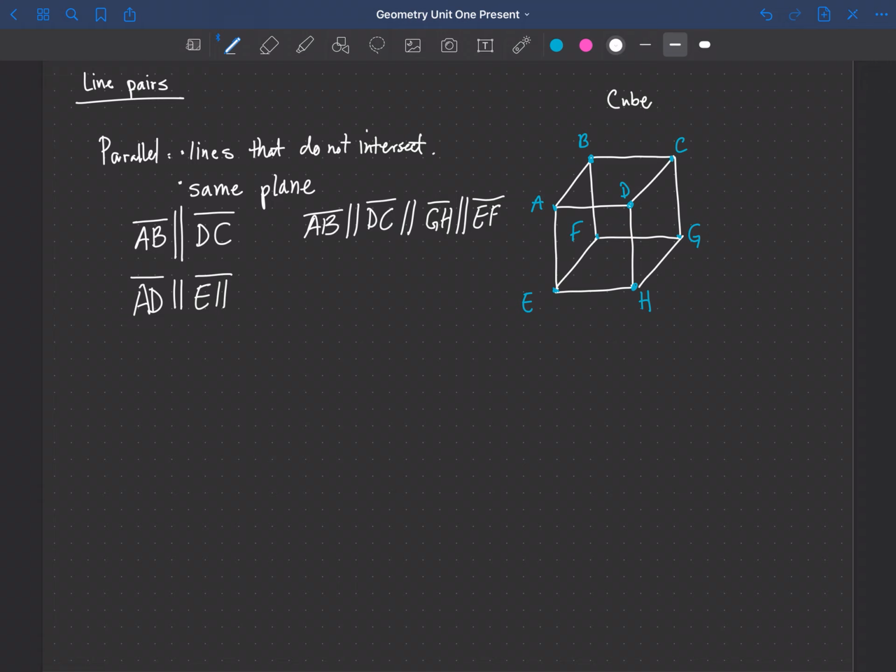Most of the time you'll see mainly two lines that are parallel to each other, but you can have a possibility of four lines being parallel to each other. Okay. The way that we symbolize parallel on the diagram would be putting arrows on the lines. So these double arrow symbols mean that they are parallel.